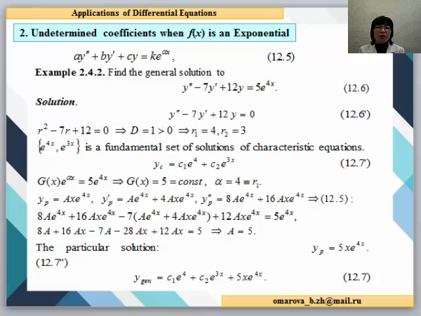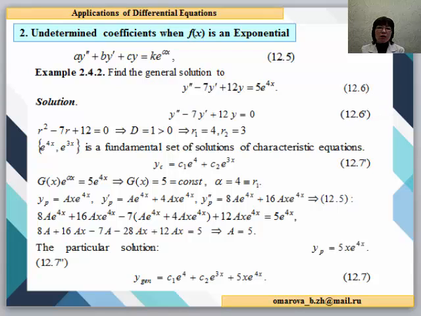Let's consider the second part of our lecture, undetermined coefficients when the function f of x is an exponential. Let's consider the differential equation with constant coefficients in the form 12.5, where k is a non-zero constant and alpha is a constant. Let's consider the second example. Find the general solution of the given non-homogeneous differential equation 12.6.